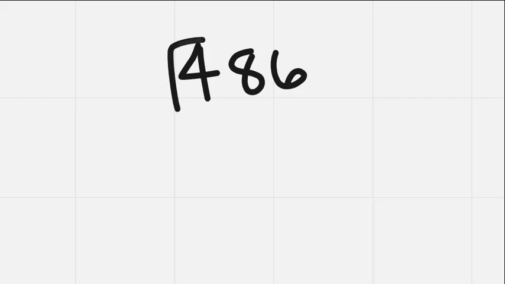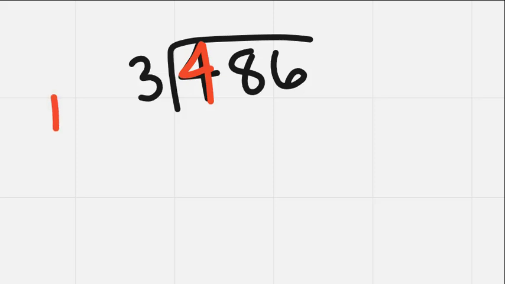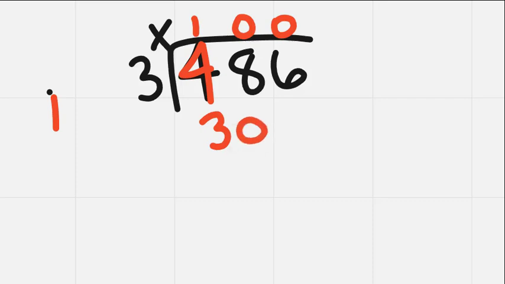486 divided by 3. We're going to begin by dividing 4 by 3. 4 is higher than 3, so we're going to count by 3 until we get to 4. Let's count. 3, 6. Oops, 6 is too high, so we stop at 3. This is 1, 3. So we'll put a 1 up top with 2 zeros as placeholders. We're going to multiply. 3 times 1 is 3, and we'll add the 2 zeros for 300.